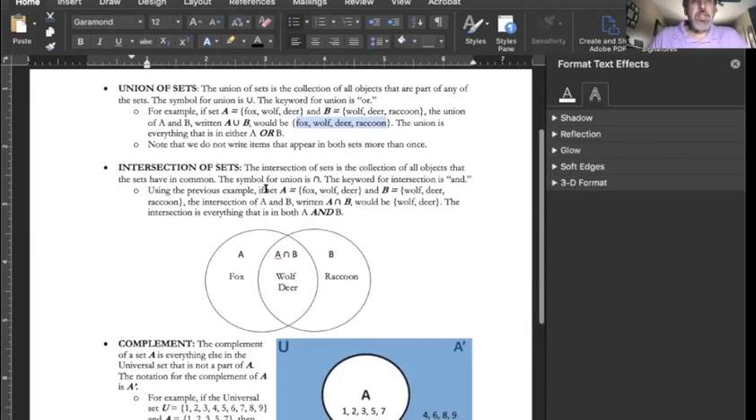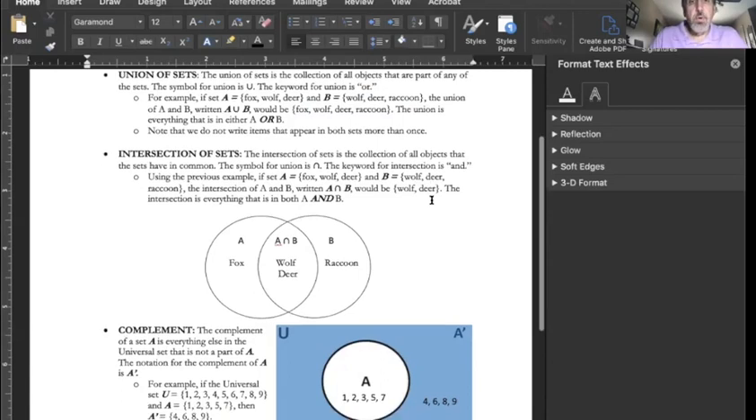Now when we talk about an intersection, the key word is the word and, and the symbol for an intersection is this upside down U. An intersection is the stuff that is in A and is also in B. What do they have in common? What's in both of them? Using the same sets, fox, wolf, deer and wolf, deer, raccoon, the items they have in common are the wolf and the deer. So A intersect B, the stuff that's in A and B, would be wolf, deer, because that's what's in both of them. It's important to understand that.